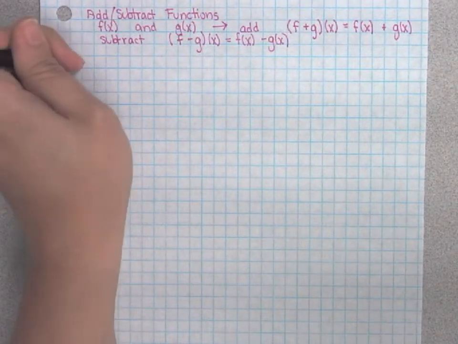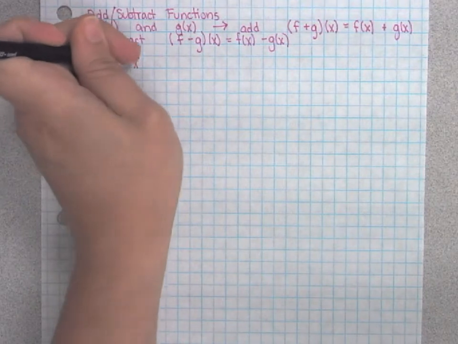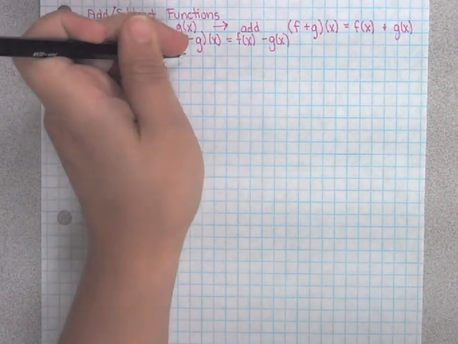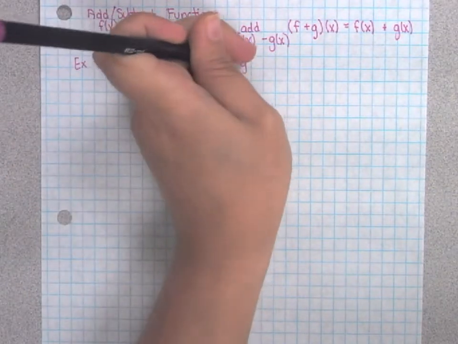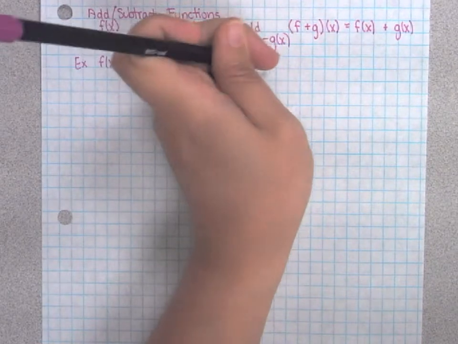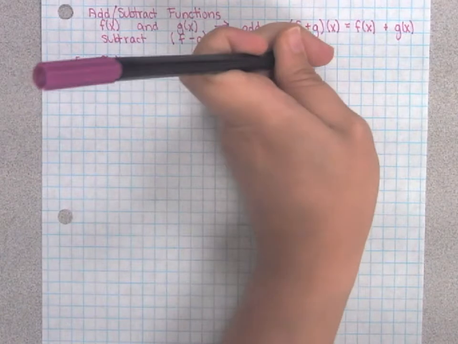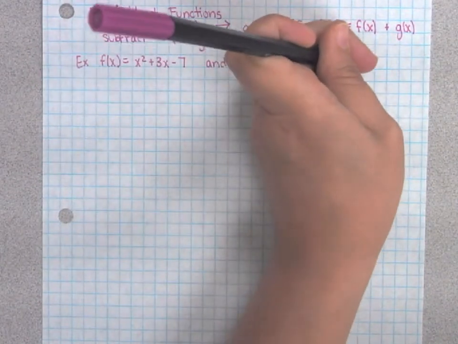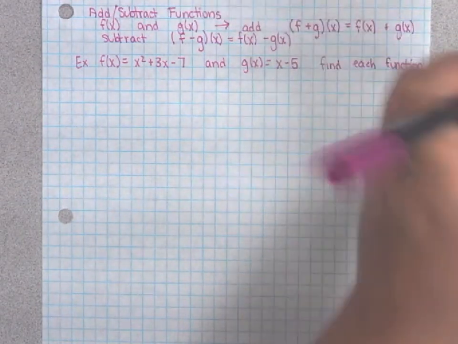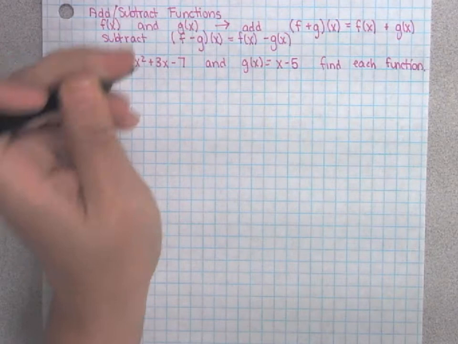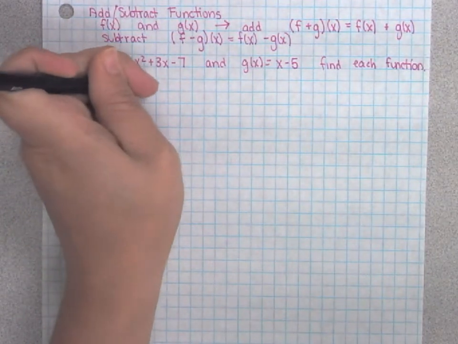So, example. If I say f of x equals x squared plus 3x subtract 7, and g of x equals x subtract 5. And then it's going to say find each function. So that's just the overall instructions, and then you would get different things. So number 1 says parentheses f plus g, close it, of x.